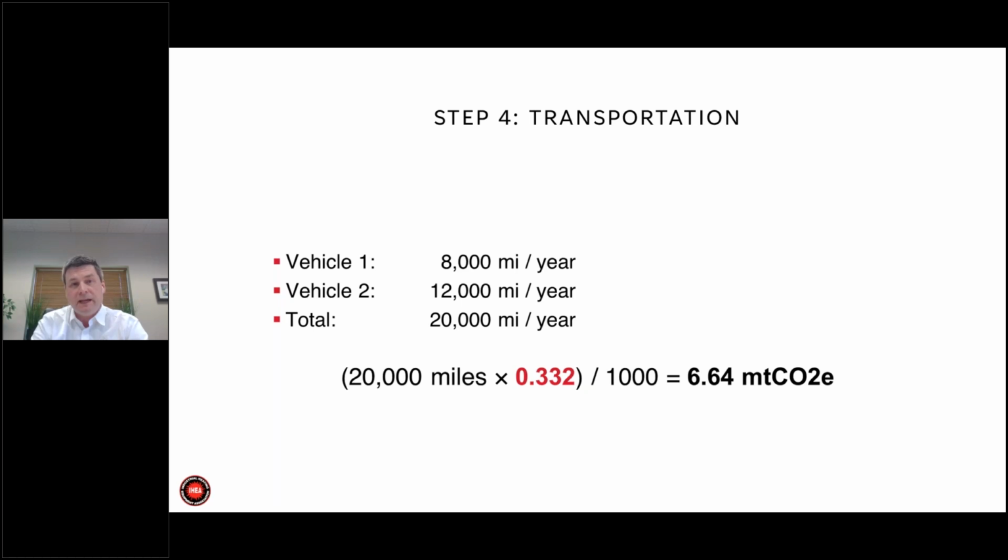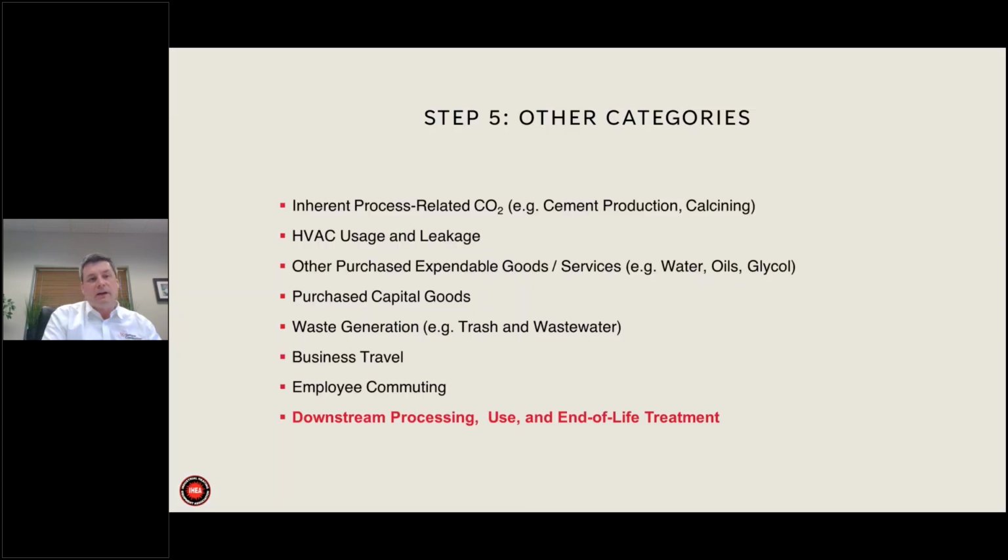For me personally, I've got 2 vehicles. One vehicle is my wife's. She drives 8,000 miles per year. I drive mine a little bit more, about 12,000 miles a year, for a total of 20,000 miles a year. We both have SUVs, which I'm treating as light passenger cars. Sure, that might be a bit of a reduction in assumption, but more or less that means we're emitting 6.64 metric tons of CO2 equivalent per year. That's how you figure that out. That's more than my electric, and more than my natural gas. So for right now, if I want to reduce my carbon footprint, the number 1 place I want to focus on is transportation. So step 5, we're talking about other categories.